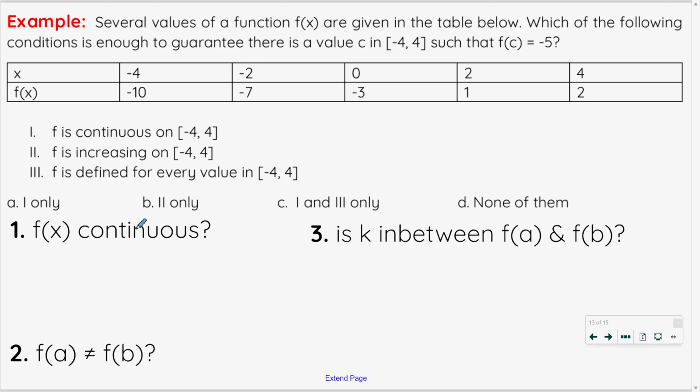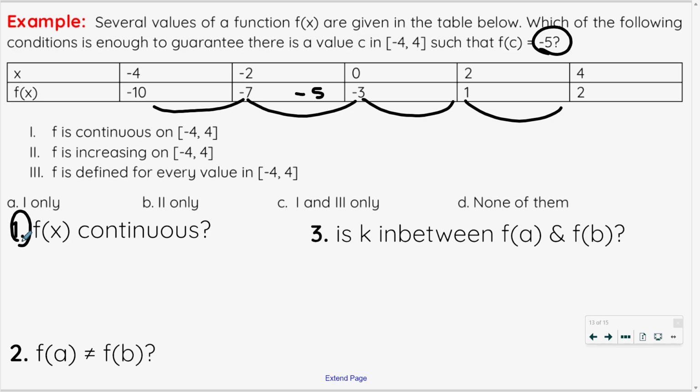For me to know if it crosses -5, I can look between here and here, it doesn't cross. Between here and here, it has to be -5 somewhere in between. Between here and here, it doesn't apply, and between here and here, it doesn't apply. The only way that I can guarantee that there is a value C where f of C is equal to -5 is this very first condition, that it is continuous. So I know for sure that is one of the options.